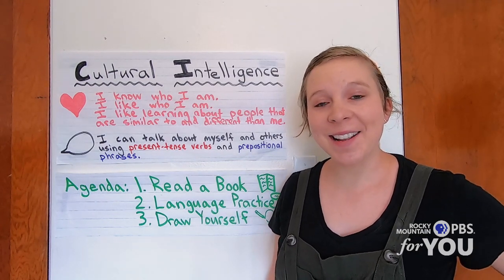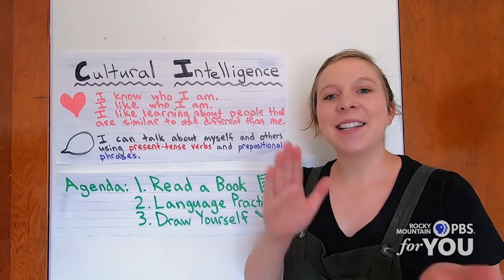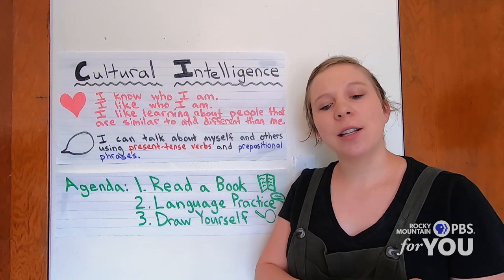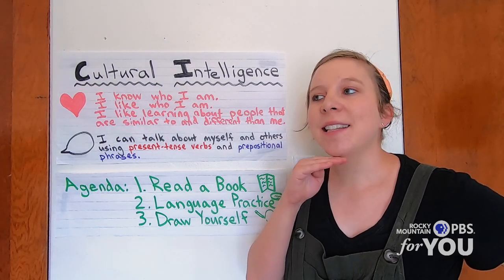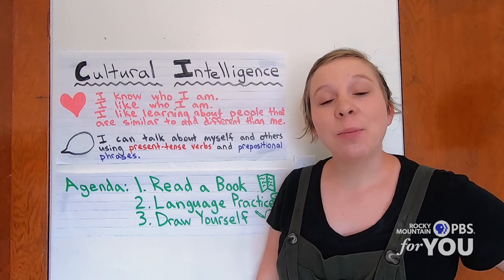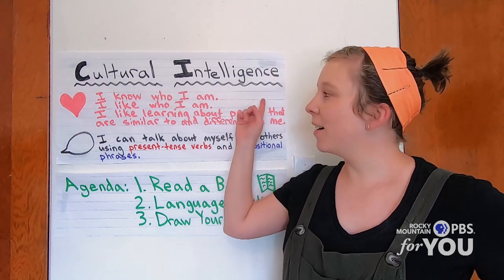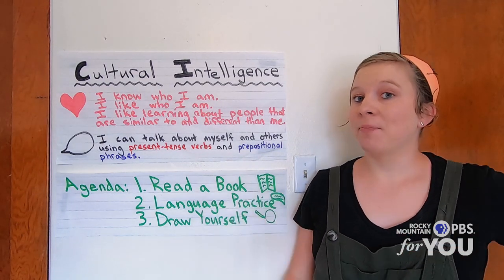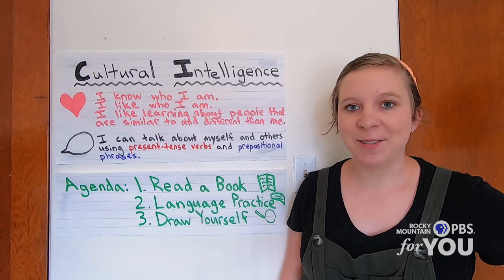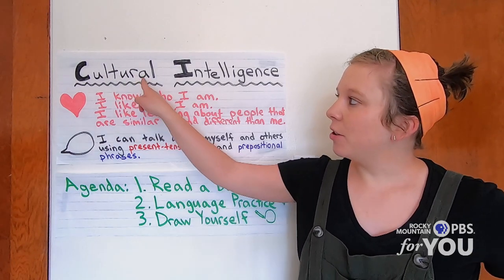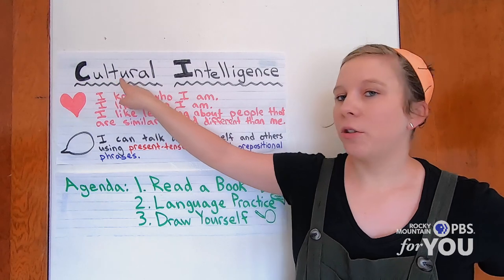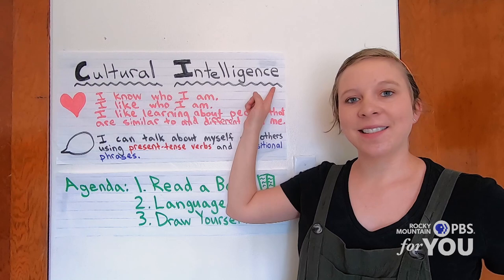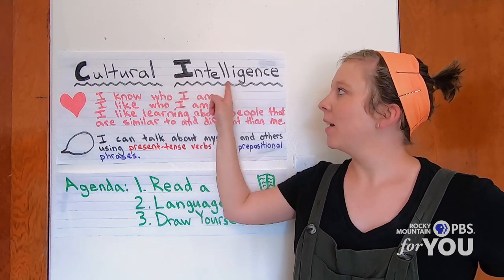Clap it with me. Ready? Intelligence. My mouth opened 4 times. That tells me that word has 4 syllables. So those are really big words. And there are smaller words inside of those words. In cultural, I see part of the word culture. And in intelligence, I see part of the word intelligent.